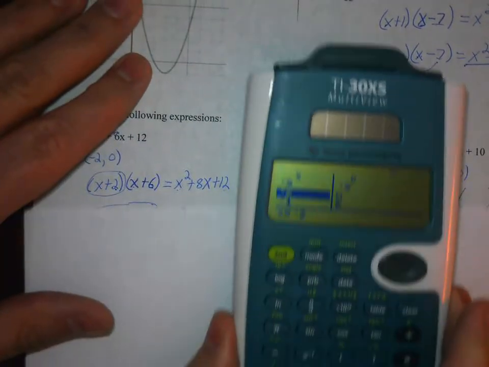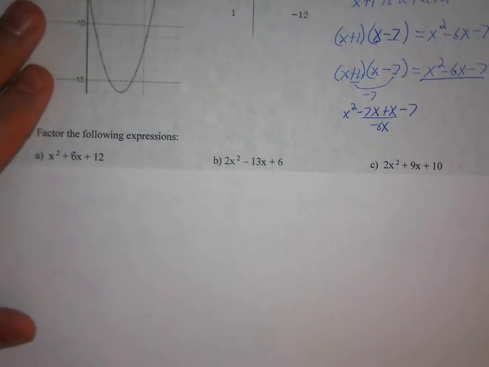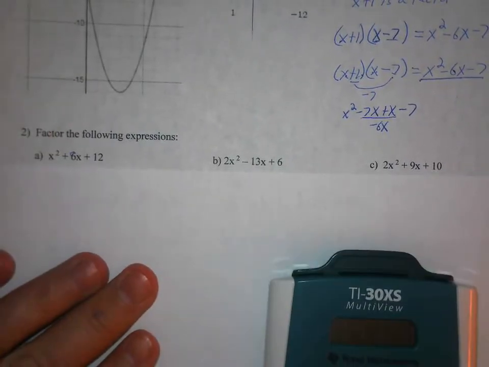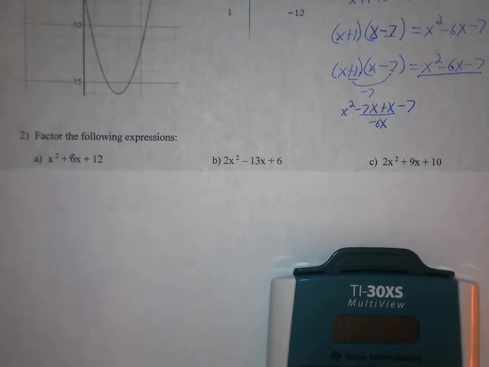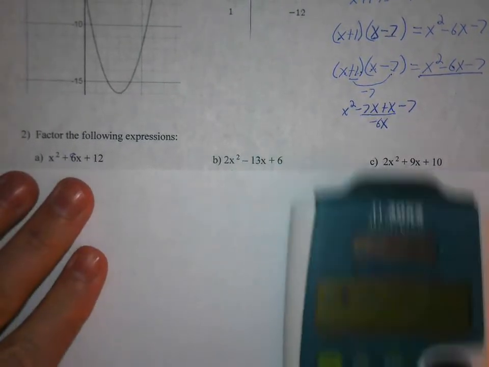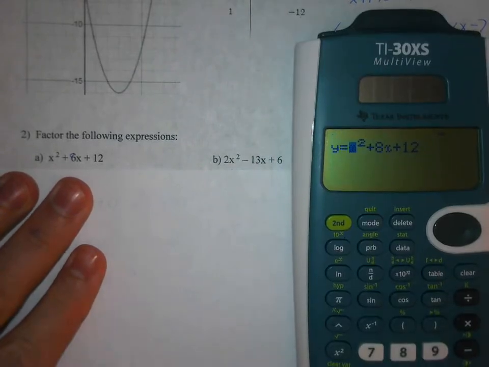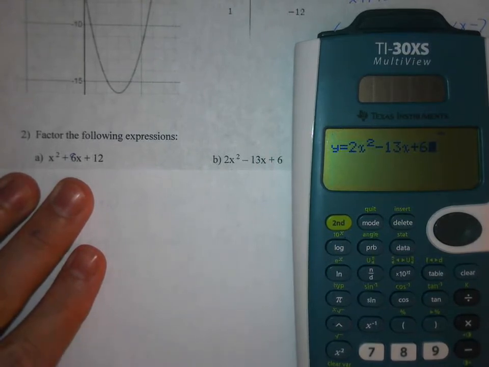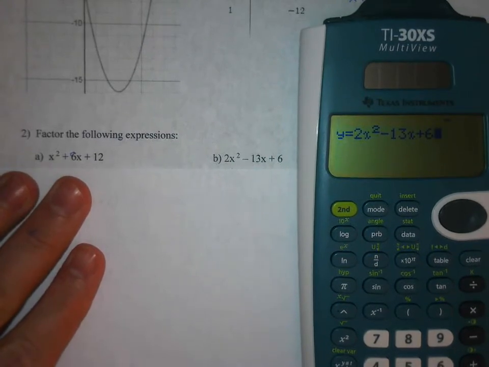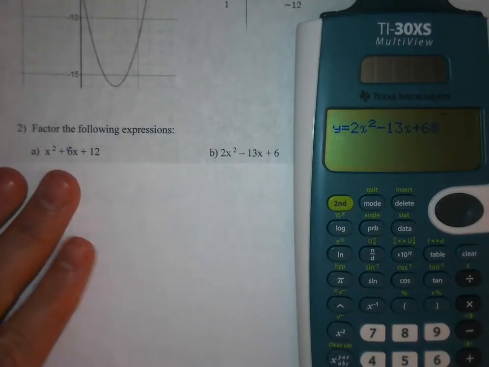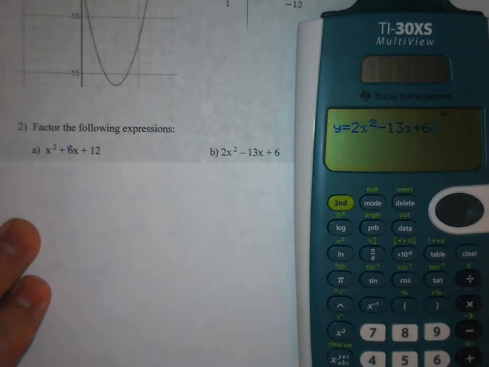Okay, going on to the next one. Now they get a little bit trickier, because now we have a coefficient of the x squared that's not equal to 1. And this is the real reason to learn this method. So what we'll do is in our table, we'll put in our function 2x squared minus 13x plus 6. I'm not going over the calculator steps because this is the same as graphing functions from earlier in the course.